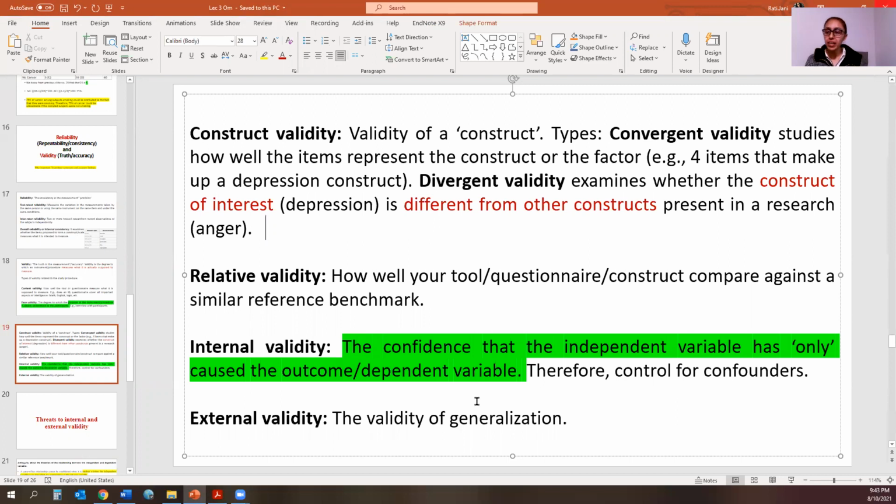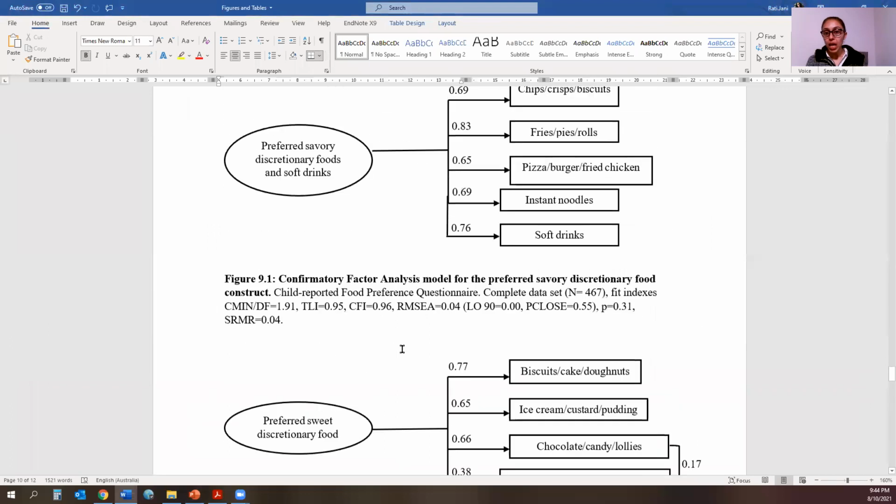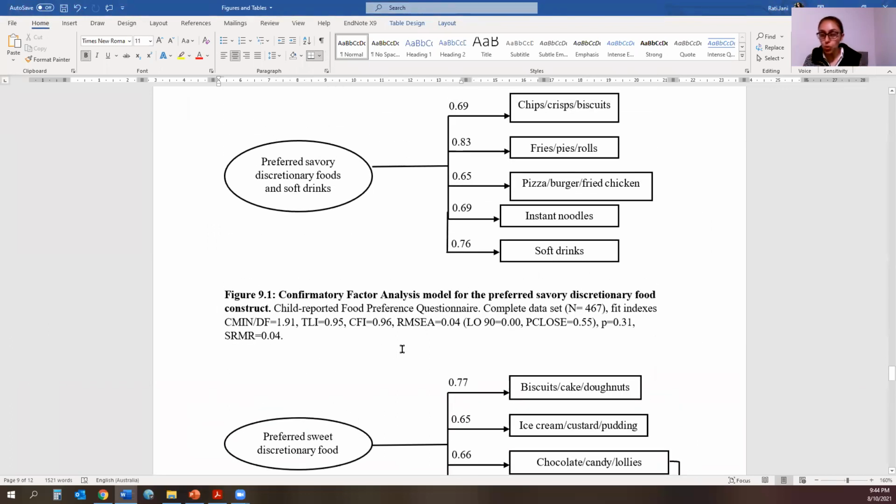What is internal validity? Internal validity is basically a concept in which you have the confidence of saying that your independent variable is the only one which has caused the outcome, or the dependent variable. Okay, and internal validity is generally done more when, for instance, let me tell you this. This questionnaire which I have, where I have asked mothers to complete this questionnaire, my study was examining Indian mothers living in Australia, their perception about their child's pickiness.